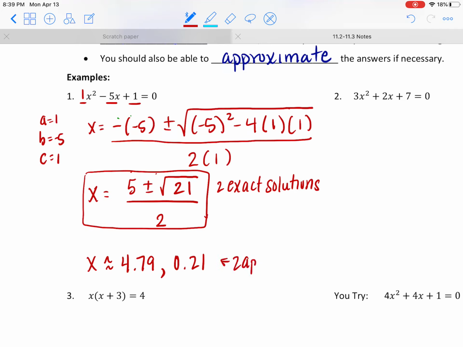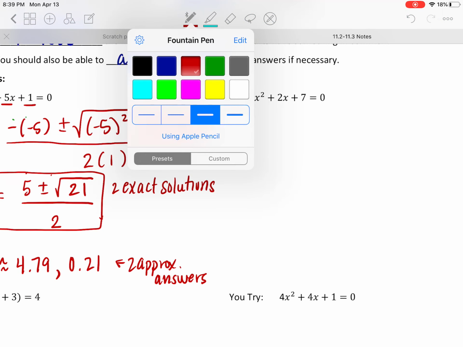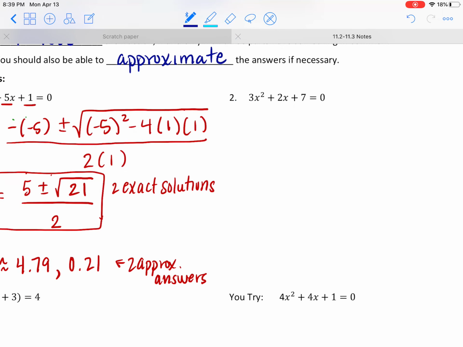0.21. These would be the two approximate answers. Now, the exact answers are preferred if there's no context, but when we get to context word problems, those approximate answers or the ability to approximate answers is going to be necessary. Okay, so we got the two exact solutions. We'll stick with those. Well, let's look at the next one.